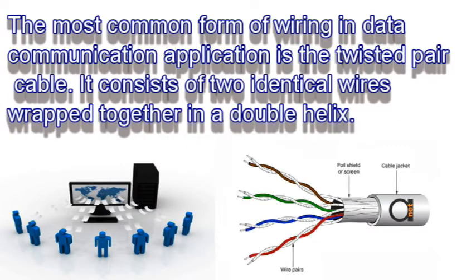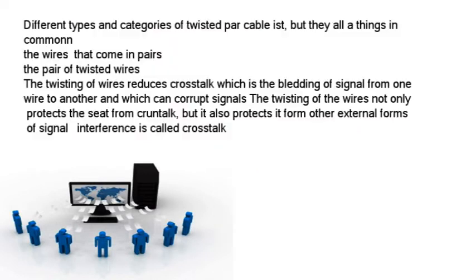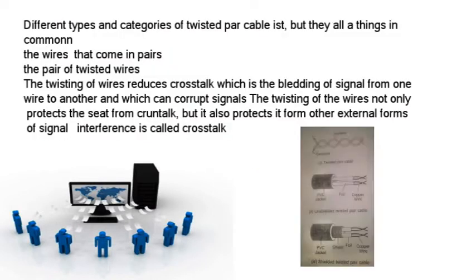Now coming to the very first type of guided media, that is the twisted pair cable. This is the most common wiring in data communication. As a voice grade medium, it is the basis of internal office telephone wiring. It consists of two identical wires wrapped into a double helix. As you can see on the screen, this is a twisted pair cable with a PVC jacket, foil and a copper wire, and it also has a shield. This is the unshielded as well as the shielded twisted pair cable.